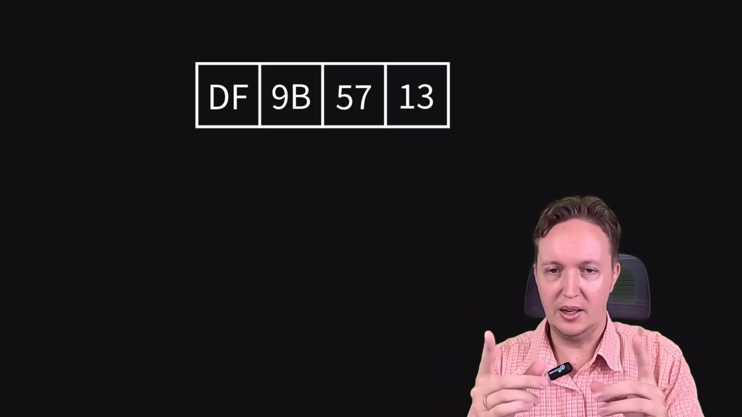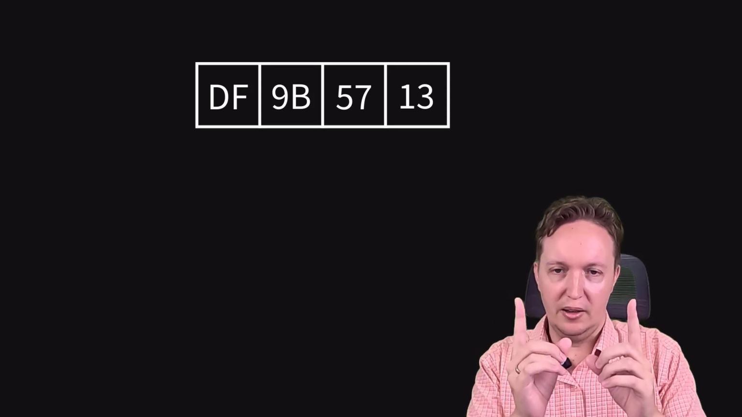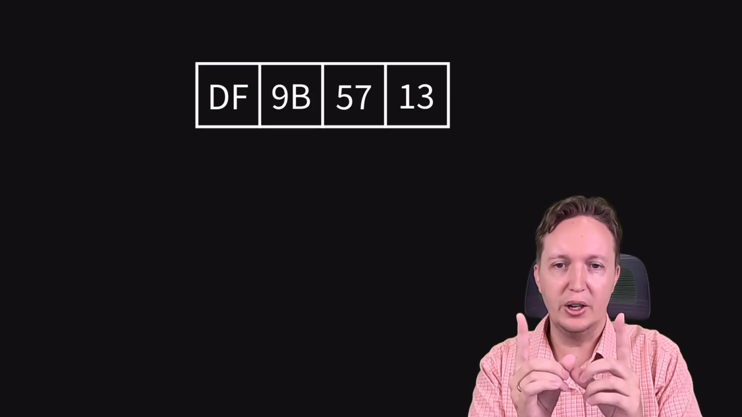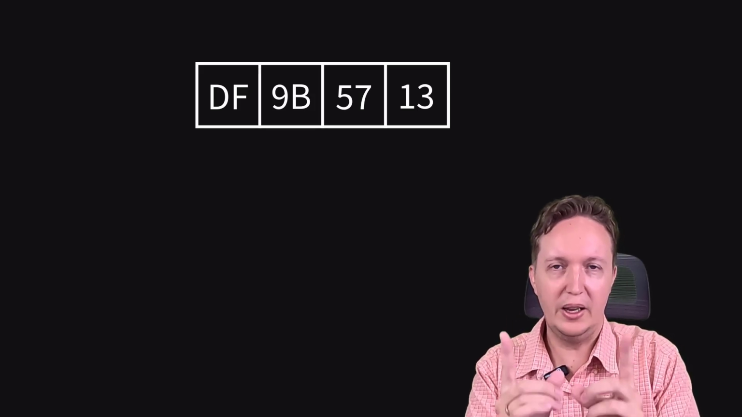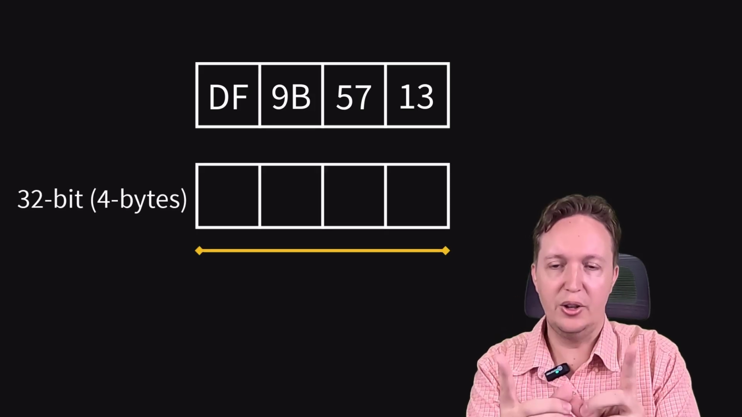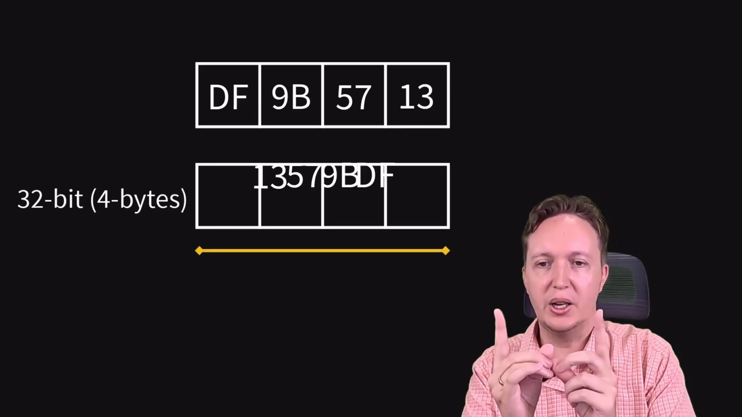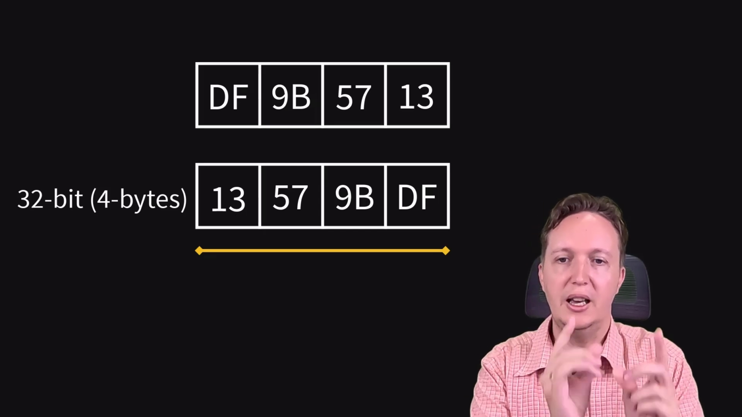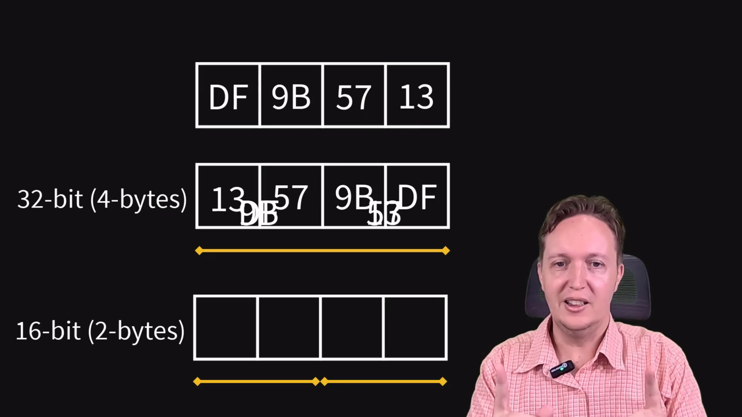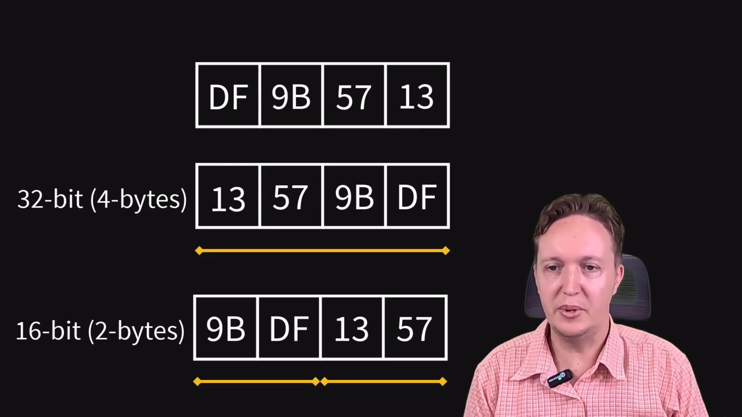So let's take the number we used before, the little-endian number DF9B5713. If you want to convert that to big-endian correctly, we need to know that it's a 4-byte number. So if you swap it as a 32-bit 4-byte number, then it becomes 13 57 9B DF, which is correct. Now, if you treat it as two 16-bit numbers, then you get a totally different number.